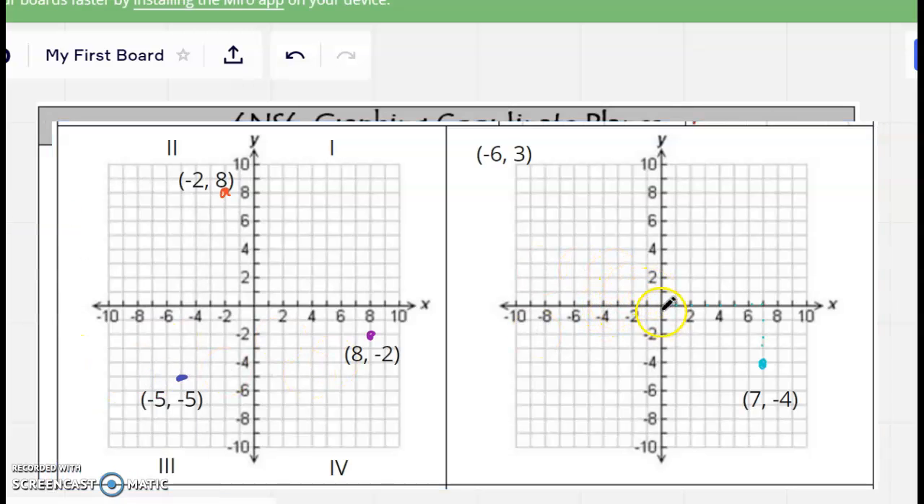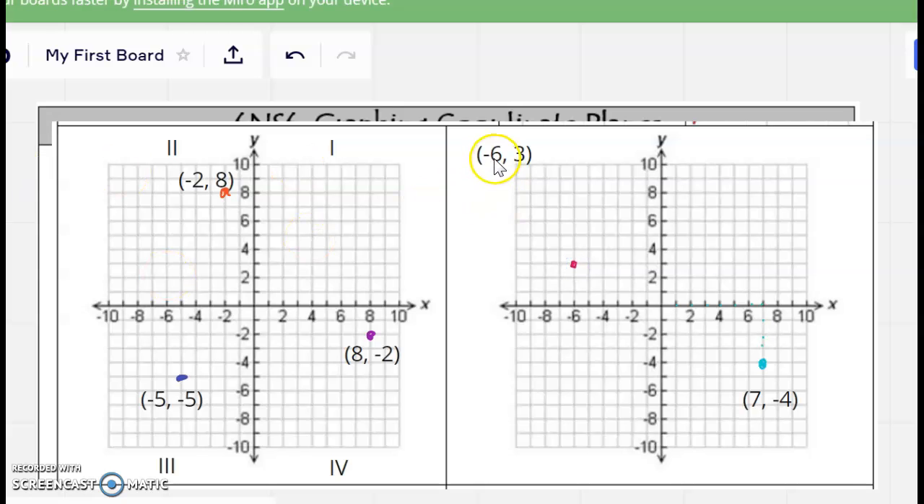And we're going to go on the x-axis to the left because it's negative, to negative 6. And then I'm going to go up for the y value, 3, because it is a positive 3. So I'm going to go 1, 2, 3, and I'm going to draw my dot right here.